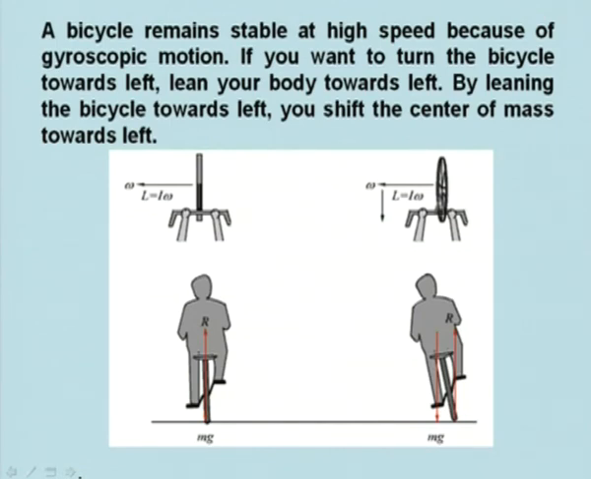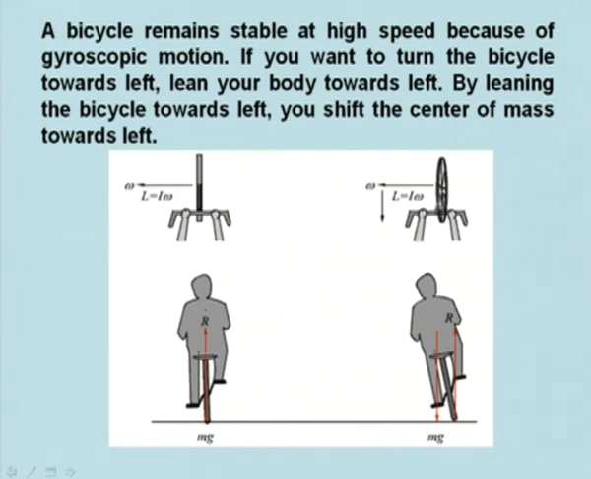Now, a bicycle remains stable at high speed because of gyroscopic motion. You cannot balance yourself on a stationary bicycle, that everybody has experienced, but when you start moving, then you don't fall. This gyroscopic effect has a role to play here.